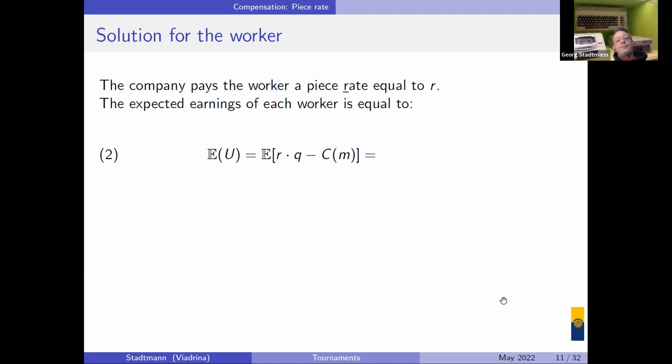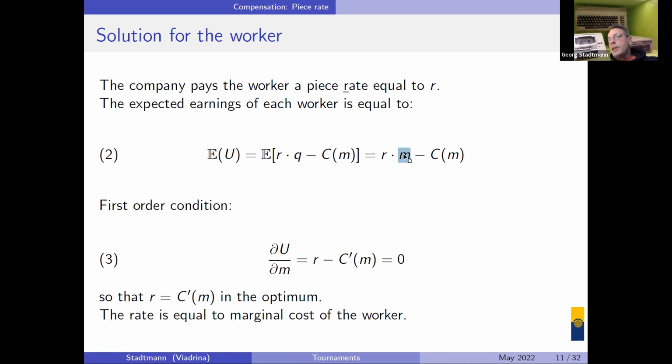The worker. The company pays the worker a piece rate equal to r. The expected earnings of each worker are equal to r, this is like the rate, times q. q is the output. So r times q, these are the revenues. And then we have to subtract the cost.